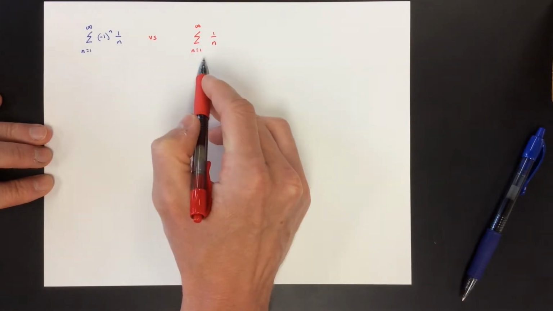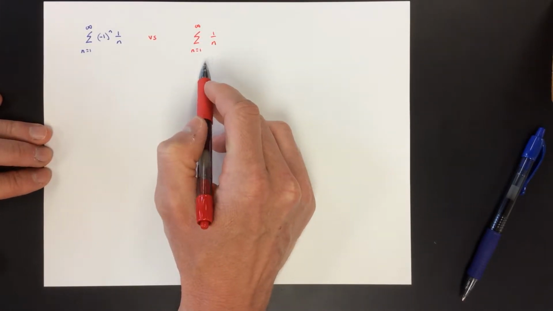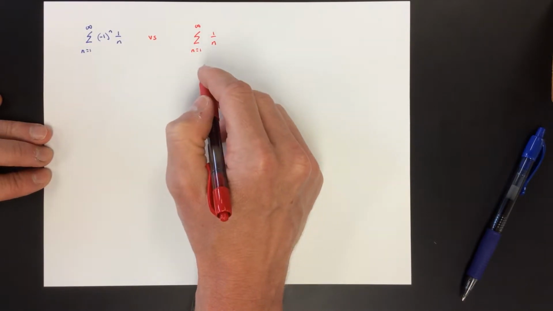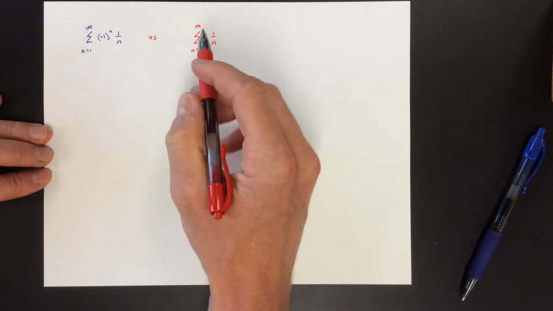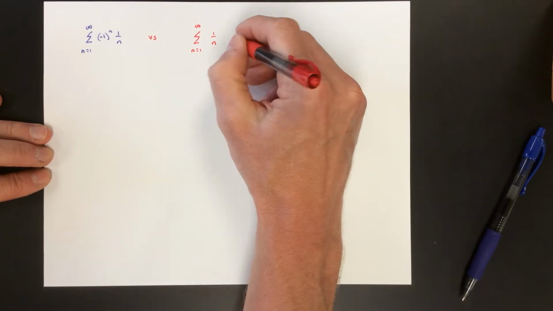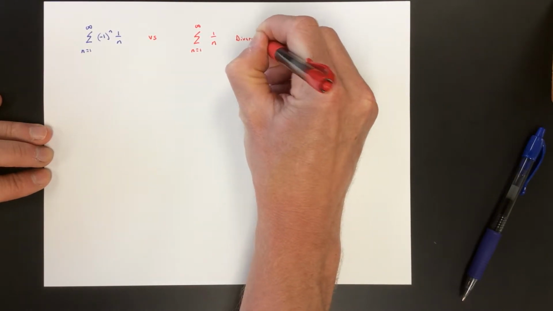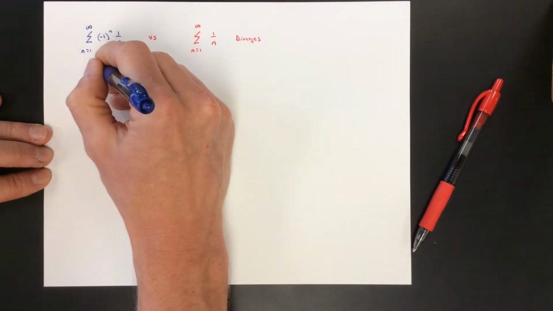Now again, we've gone at great lengths already in this unit to look at 1 over n. 1 over n diverges. It diverges based on the p-series test. It diverges on the integral test. We can compare it to something. So we know that this guy diverges, but this guy converges.